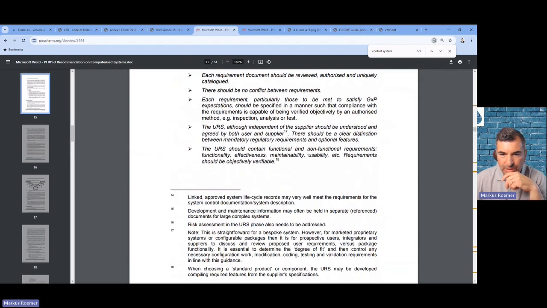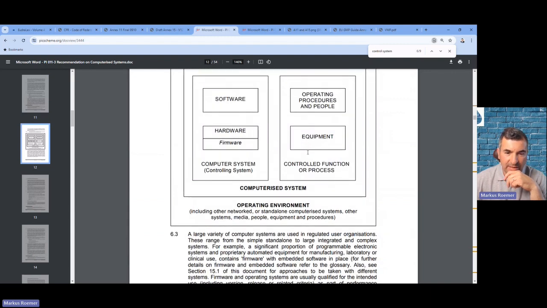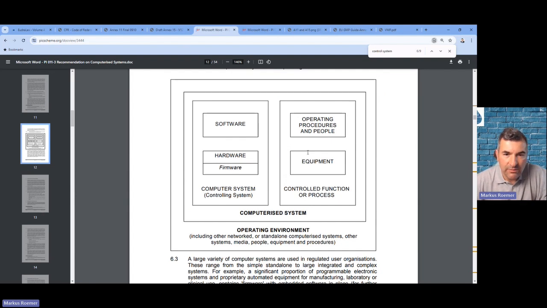What I wanted to show you here is a picture of how they define a computerized system. You will find that in a lot of different sources. And here again, there's one section saying software. We are not doing the validation of software. If you have a medical device, a SaMD, software as a medical device, we talk about software validation. In the pharmaceutical area, I wouldn't do that. So we have the computer system, the controlling system of software and hardware.